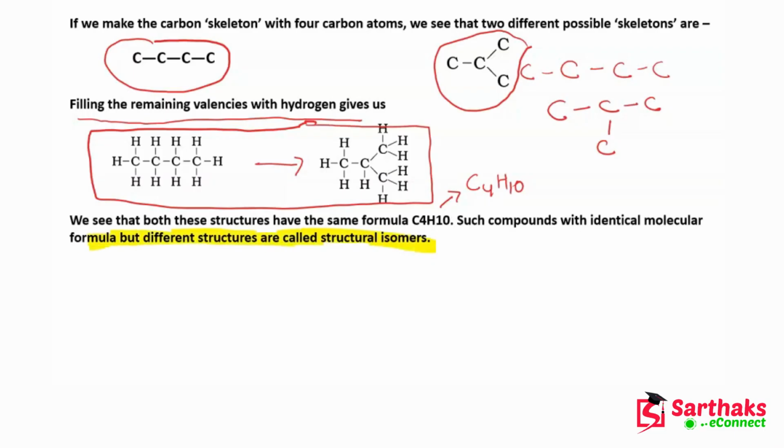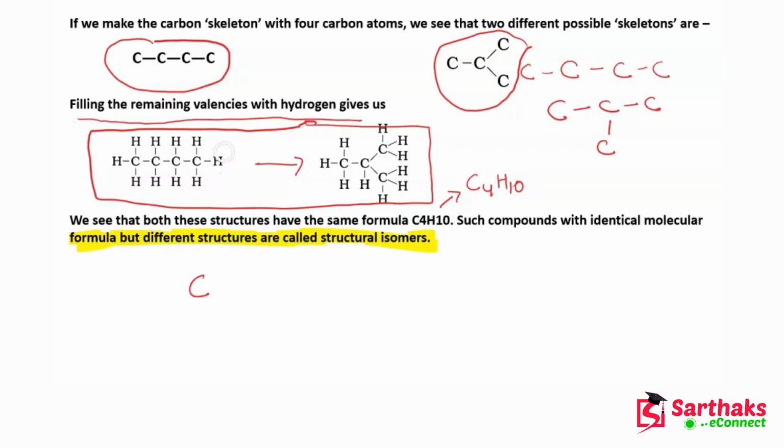These are known as structural isomers. This is very important stuff. Now what are structural isomers? You can say the compounds which have the same molecular formula. Now what is the molecular formula? You can count the number of carbons, 1, 2, 3, 4. So in this compound 4 carbons are present.